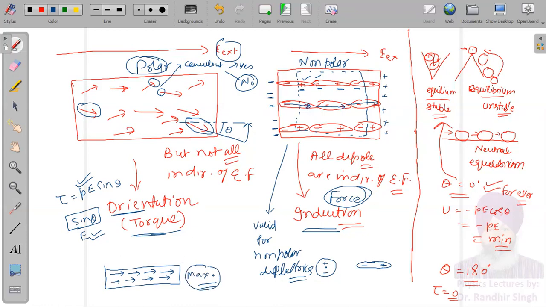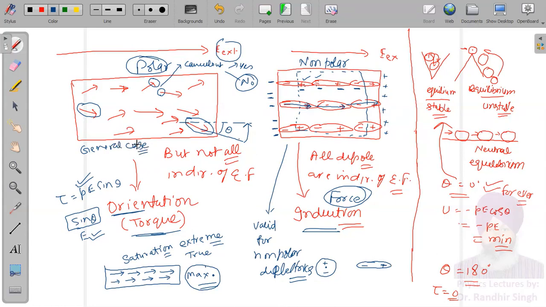In the case of maximum polarization, this will be true. That was saturation polarization. It will be true in case of saturation polarization. But saturation polarization is an extreme case. It is not always met. It is not a general case. This is the general case.